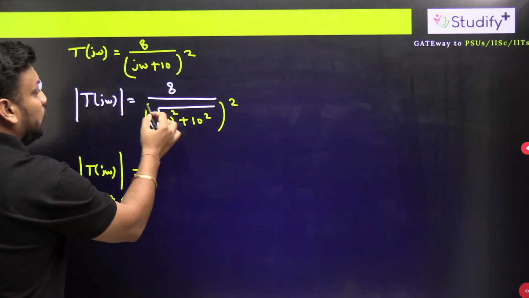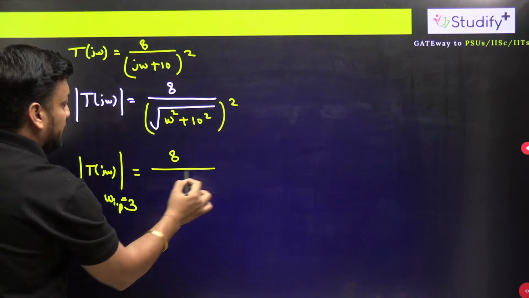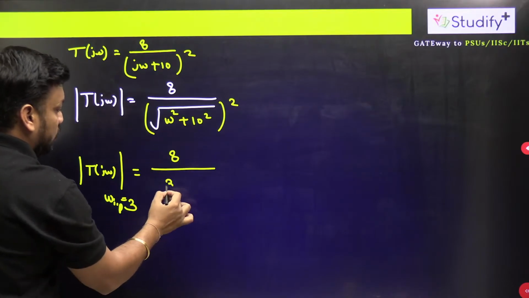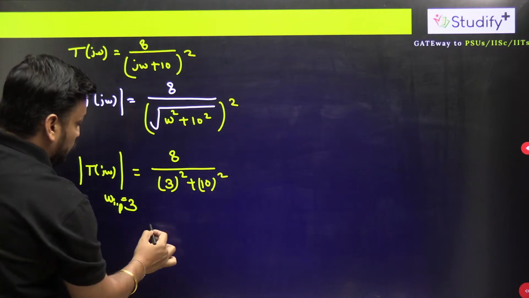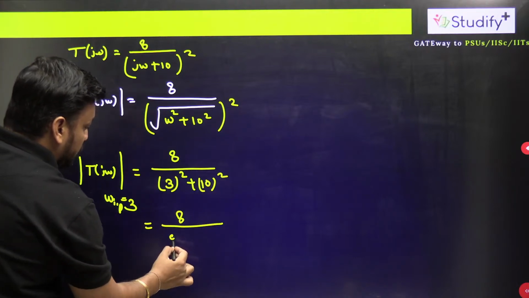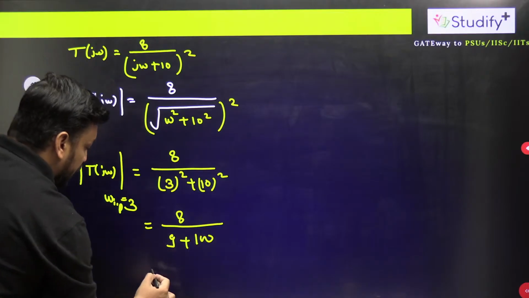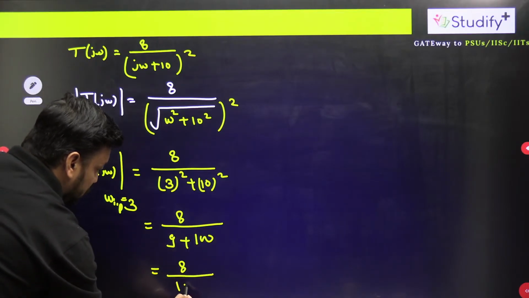And don't you think the root and the square will cancel, sir? So it will be 8 upon, in place of omega we put 3. So it will be 3 square plus 10 square. So don't you think it should be 8 upon the whole square of 3, which is 9, plus the whole square of 10, which is 100. So it should be 8 upon 109.